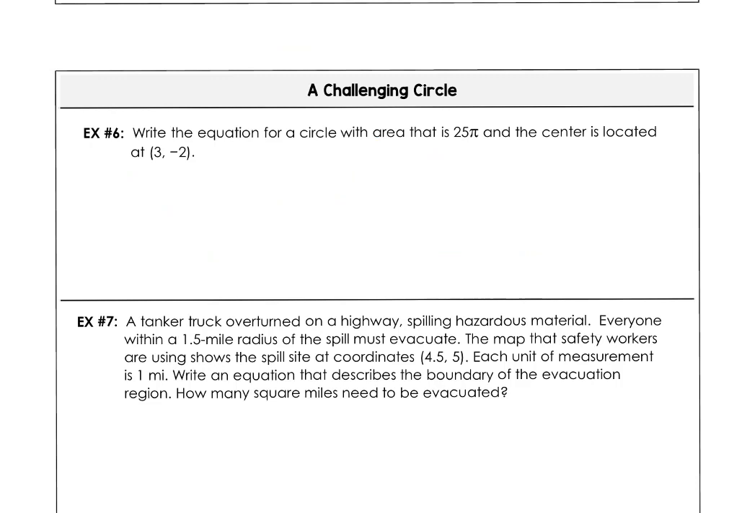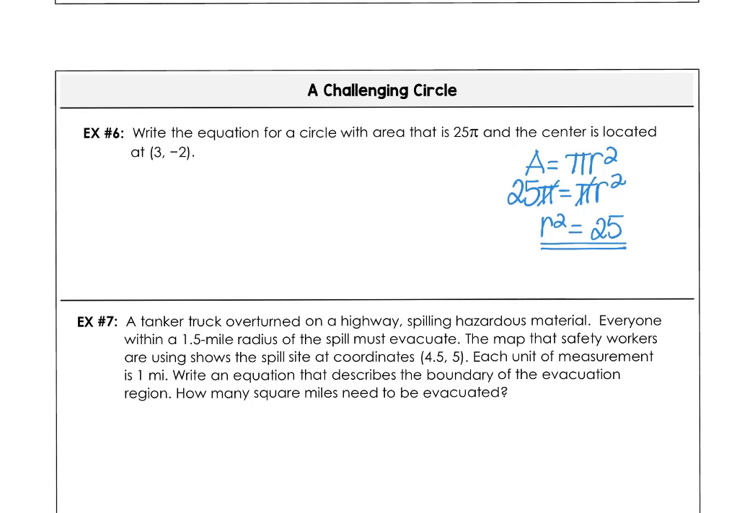So we just have two more examples. In this case, we want to write the equation for the circle whose area is 25 pi, and the center is located at (3, -2). Before we can get the radius, we need to figure out that the area of a circle is pi r squared, and if our area is 25 pi, and that's equal to pi r squared, then the pi's cancel, and the r squared is 25. So this becomes pretty simple.